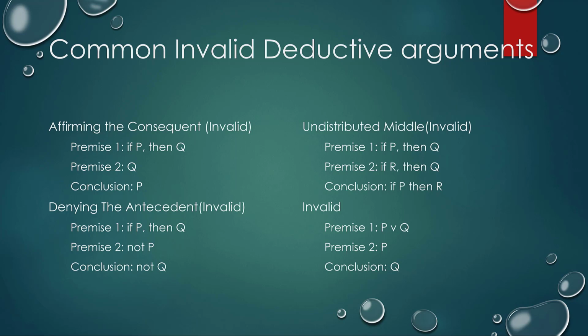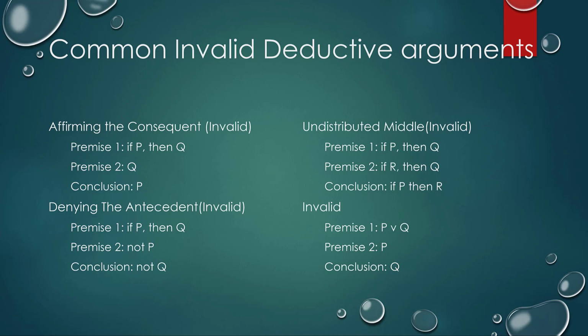So if Miami's the capital of Florida, then it's in Florida. True. Miami's in Florida. True. Miami's the capital. Not true. And so the logic is bad. And again, it's not because I said something false. It's because you could have all true premises and a false conclusion.